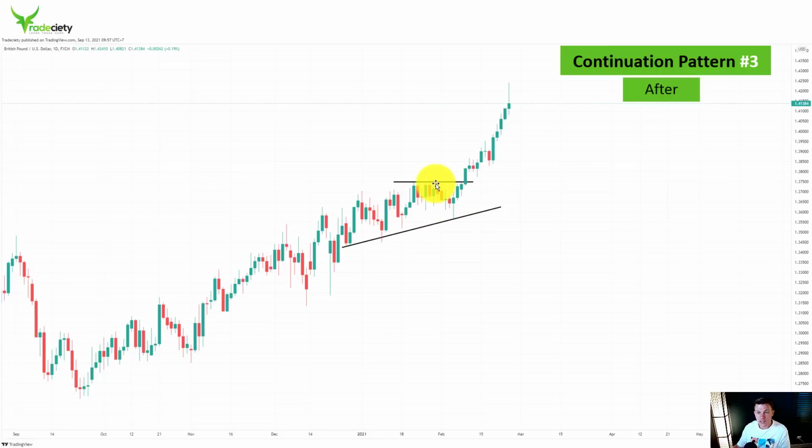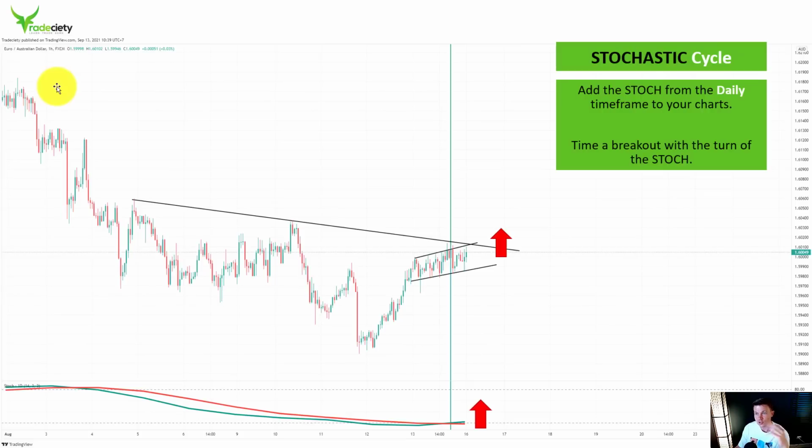A pattern without a breakout is not a strong enough signal. Anything could happen here basically, but the breakout is really the final piece to the puzzle, and you need to wait for that. The stochastic cycle trading strategy is also very, very powerful. So what do we have?